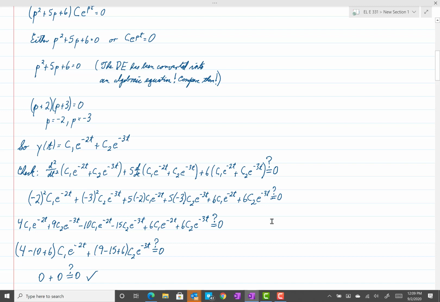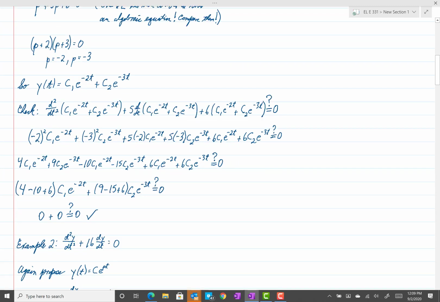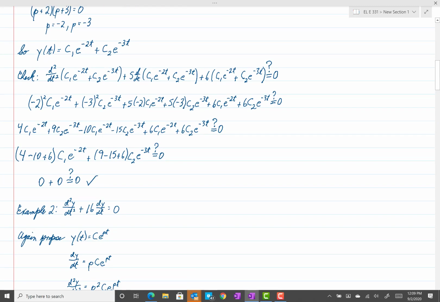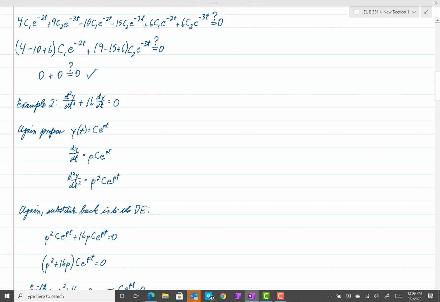That's really all I've done there. And now, in going from this line at top to the next line, what I've just done is group together all the terms involving c1 e to the minus 2t and all the terms involving c2 e to the minus 3t.